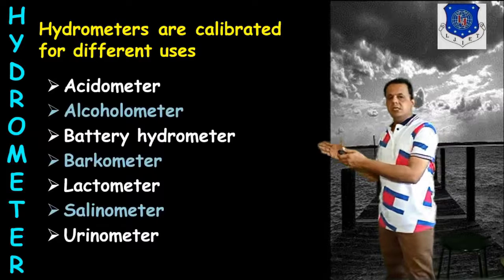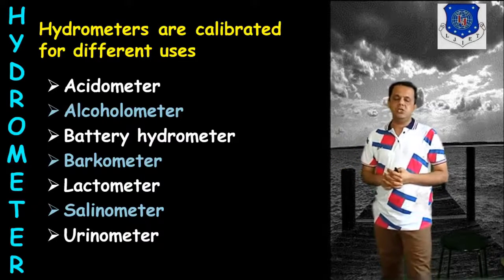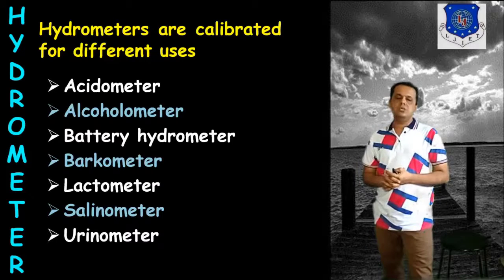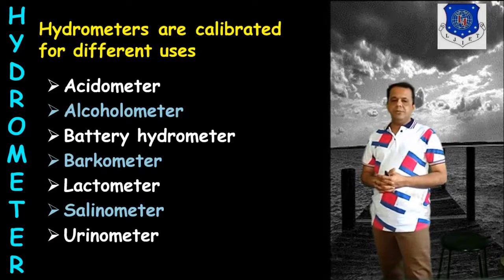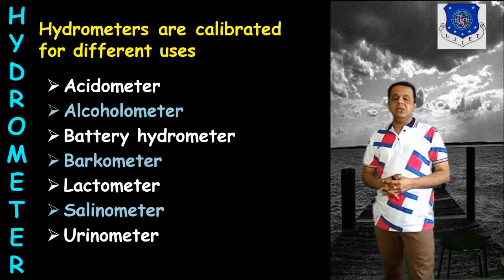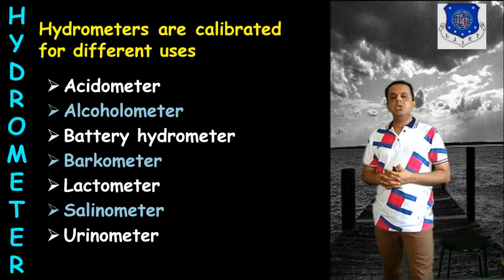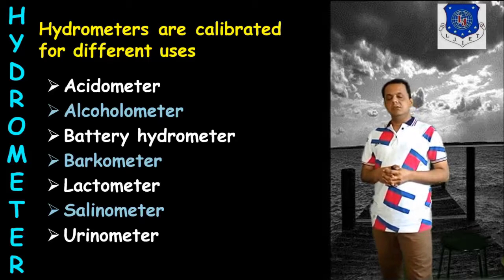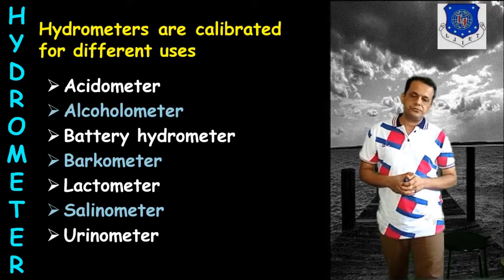So here the list is acidometer. Obviously, we'll talk about the density of acid. Then alcoholometer, which will be used in the wine industry very popularly. Then battery hydrometer, then barcometer, then lactometer for the milk, then salinometer to check the density of certain salt, and urinometer for the medical purpose to assess the density of the urine for certain disease detection.